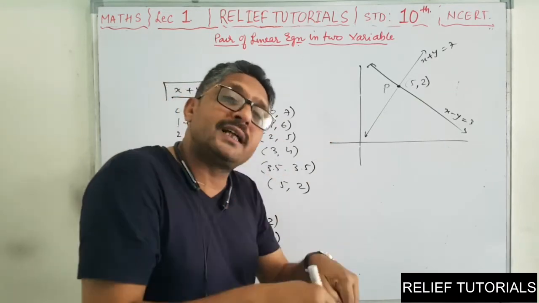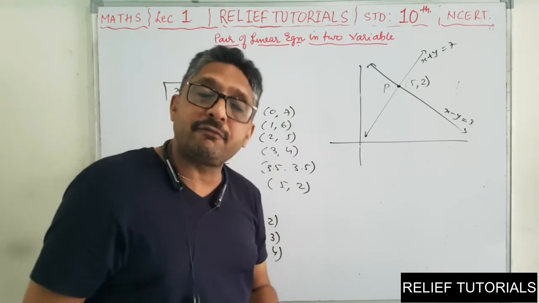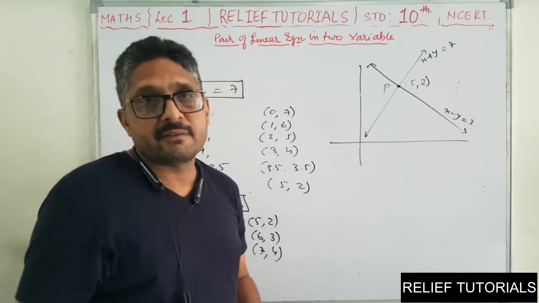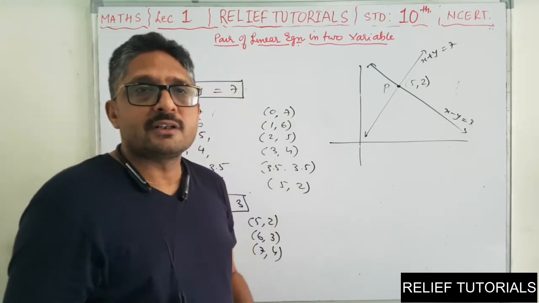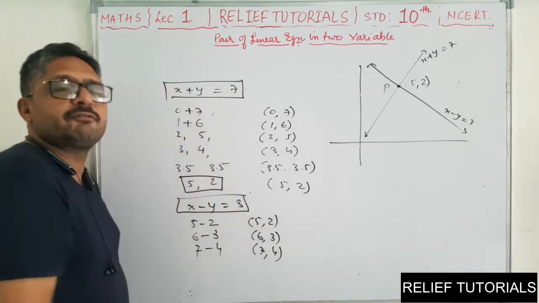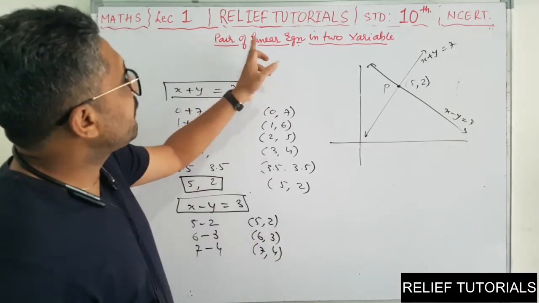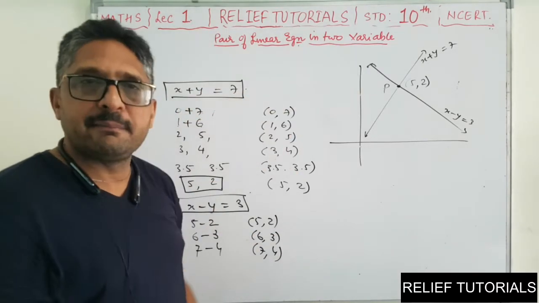Which lies on both the lines, except (5, 2). So that is the solution of both of this pair of linear equations. So that is a unique solution. In order to obtain a unique solution, you require a pair of lines. As a result, the name of our chapter is pair of linear equations in two variables.